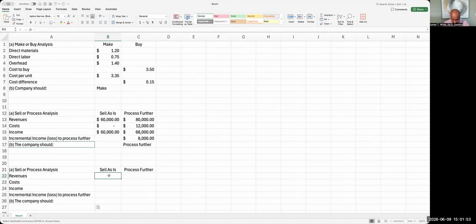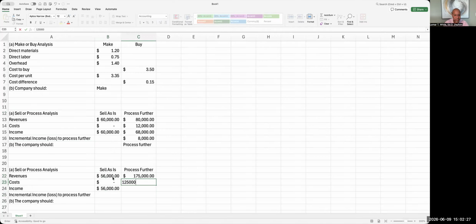To sell as is, it tells us that they can be sold as is to a wholesale provider for $56,000. So I'm going to put $56,000 here under sell as is. If I sell as is, I'm not going to incur any additional costs. So my cost is zero. My income would be 56,000. Now, if I process further, the question tells me that they can be sold for 175,000, and the cost of processing it further would be 125,000.